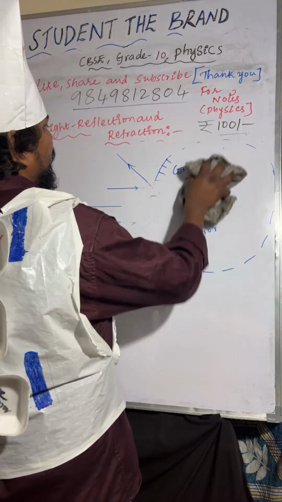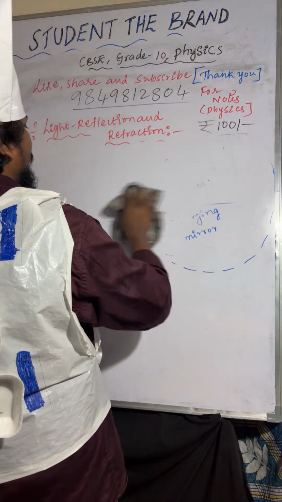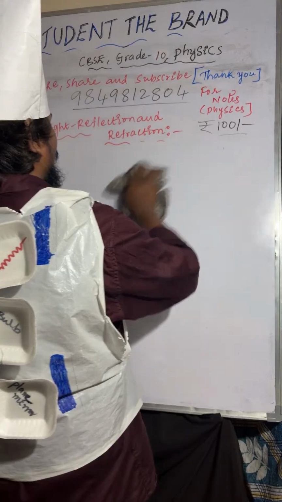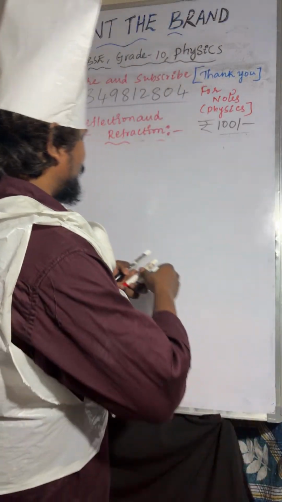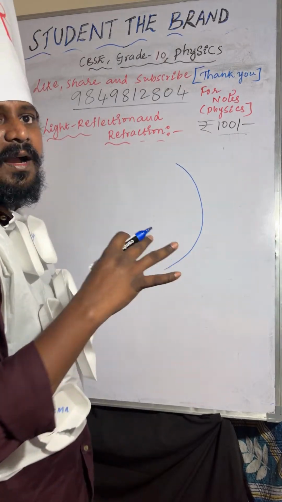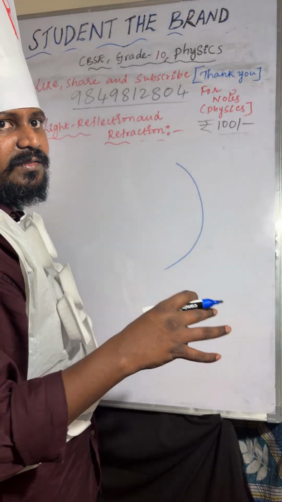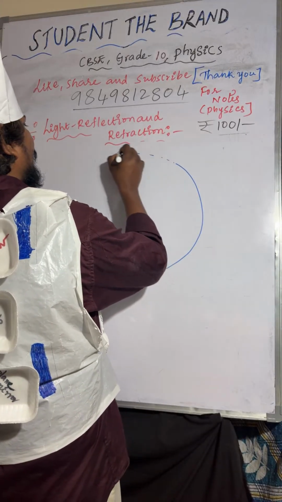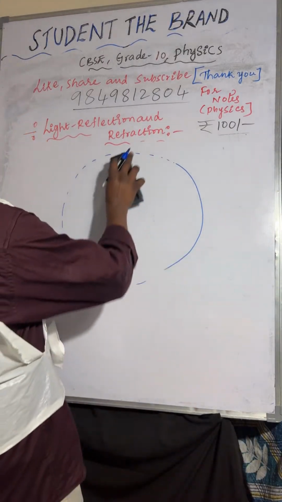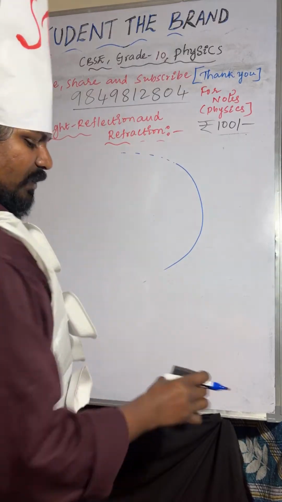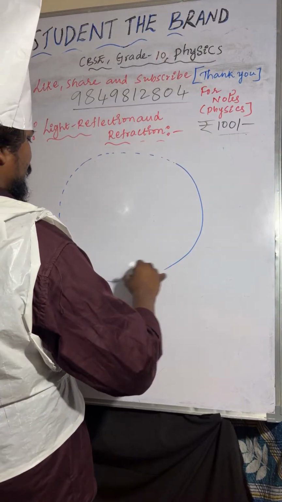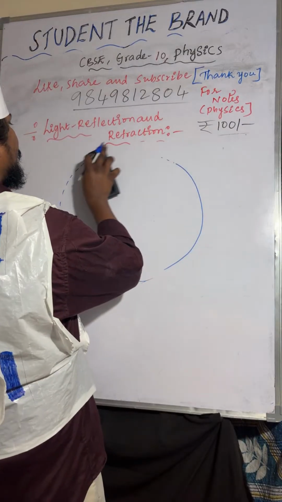Okay, so now we will discuss terms related to spherical mirror. As I said, I am taking the concave mirror. It is a part of the sphere, I mentioned very clearly. So here you can observe, like this, a part of the sphere. This is the concave mirror.